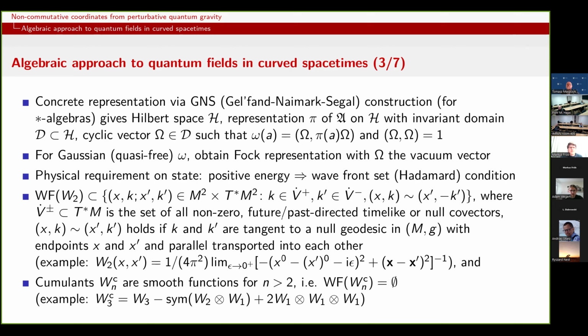So essentially, what it means is that, say, for any points which are not connected by a null geodesic, it's a function. And if the points are connected by a null geodesic, then it's only singular if the covectors are tangent to this geodesic and are parallel transported one into each other along this geodesic. So it's a very specific condition on when this 2-point function can be singular.